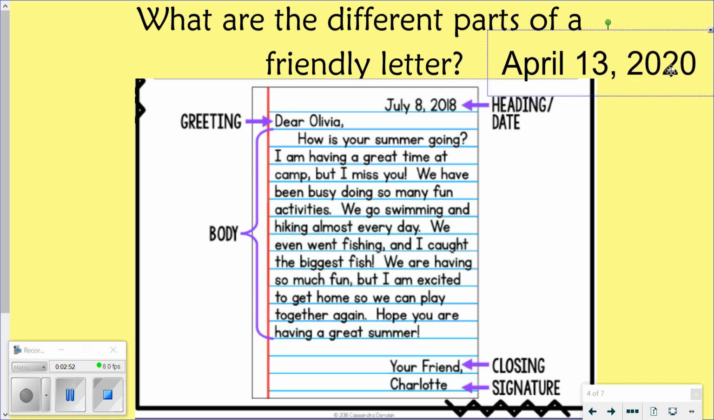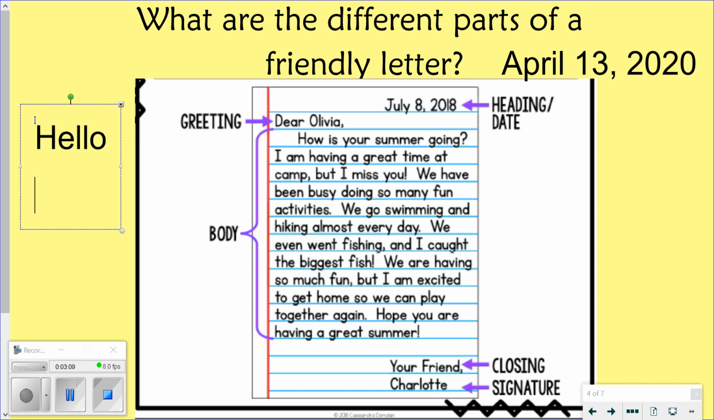Then you are writing the greeting and who you are writing to. So when you greet somebody, that's what you say when you see them. And so when you write it, it's just what you say as you're addressing them. So, dear Olivia, do you want to say hello, hey, whatever greeting you want to give them. It can be friendly, it can be casual, what's up, things like that, to the person you are writing.